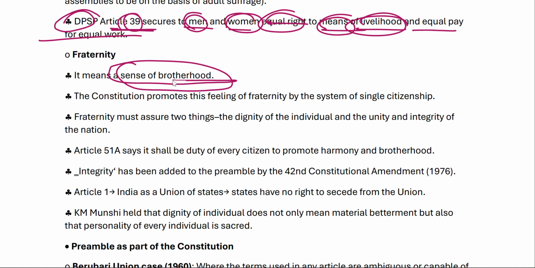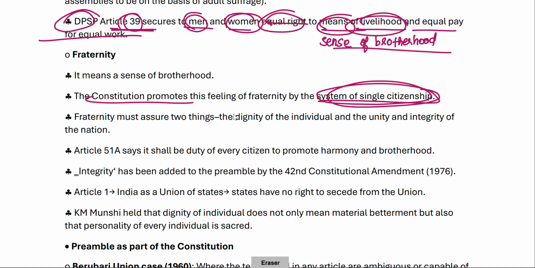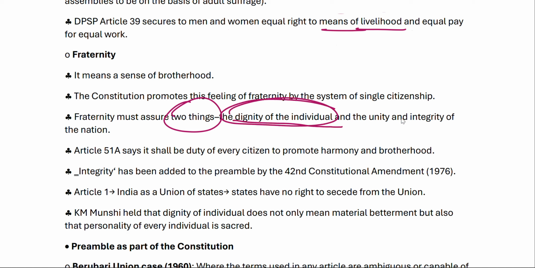Now, what does fraternity mean? It is a sense of brotherhood. The Constitution promotes this feeling of fraternity by the system of single citizenship. Fraternity means two things: the dignity of the individual is assured, and the unity and integrity of the nation is maintained.